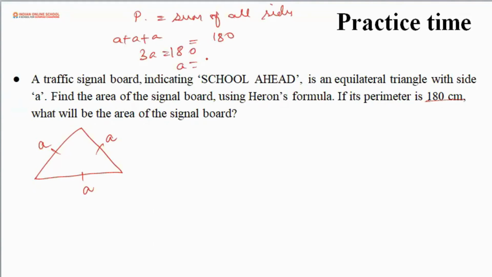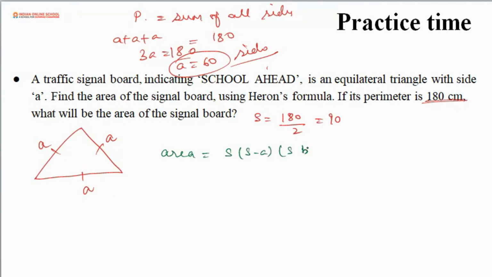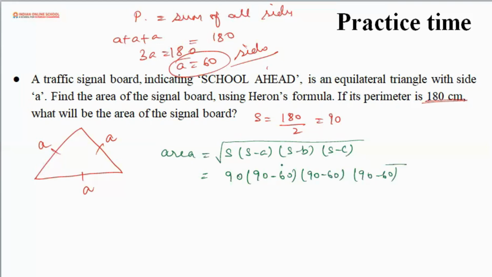So the value of a is 60. The side needs to be 60 only. And the perimeter is 180, so the semi-perimeter is 180 by 2, which gives us 90. Now we put it in the formula for the area of a triangle, which is the root of s times (s minus a) times (s minus b) times (s minus c). We get 90 times (90 minus 60) times (90 minus 60) times (90 minus 60).